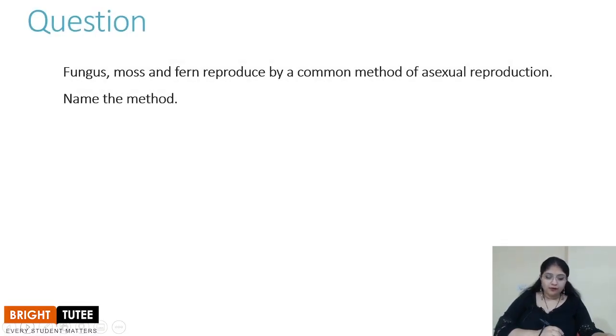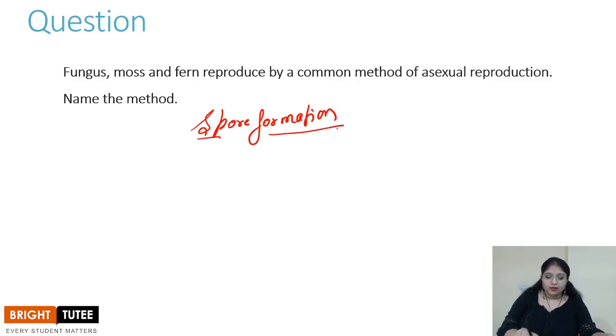Fungus, moss and fern reproduce by a common method of asexual reproduction. Name the method. The method is spore formation, where they form spores for propagation. That means these spores which are formed are asexual in nature, and the further reproduction takes place with the help of these spores.